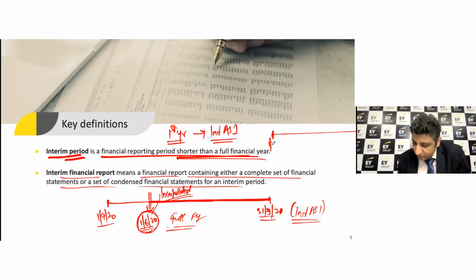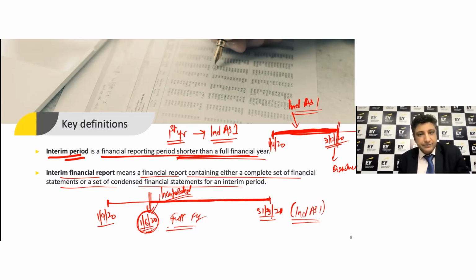If I again take those dates, 1st of April 20 to 31st of March 21, and this company is dissolved on, let's say, 31st of December 20, which simply means it is only required to prepare the financial statements up to 31st of December 20. This is still covered by Ind AS 1, no matter the period is shorter, of course, than a full financial year.